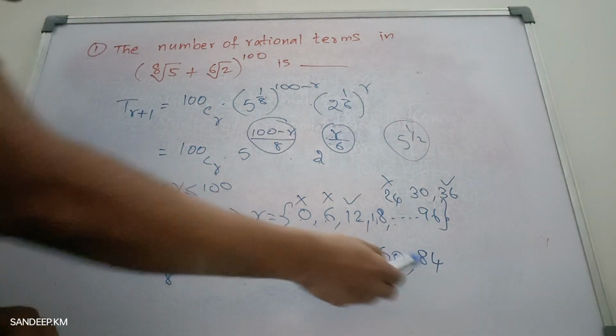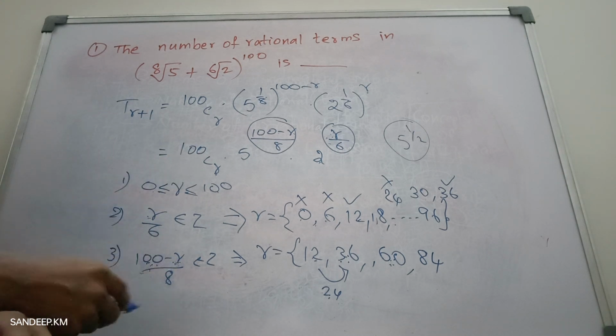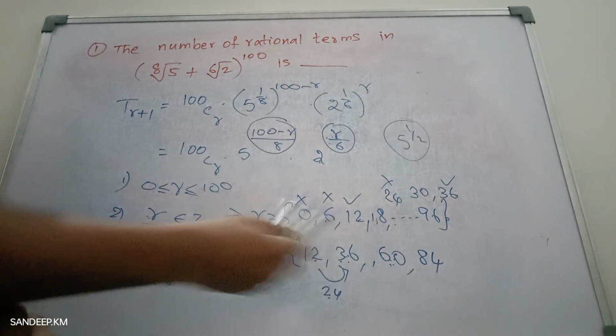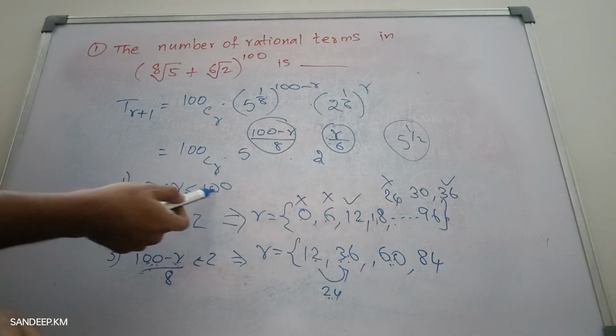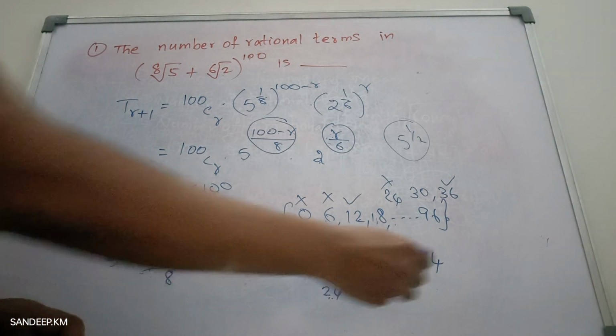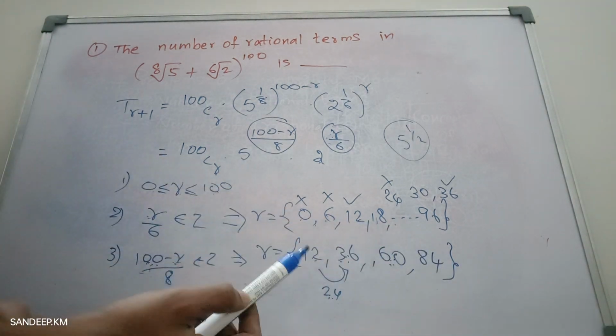Check whether 84 is accepted here or not. 100 minus 84 is 16. 16 by 8 is 2. Integer. Yes, 84 is also accepted. 84 plus 24 is 108. But the r value should be less than or equal to 100. So that's it. Over. I'm not taking the values after this.